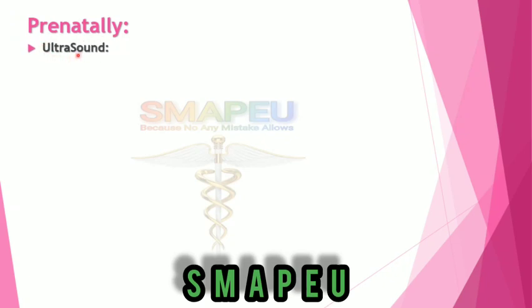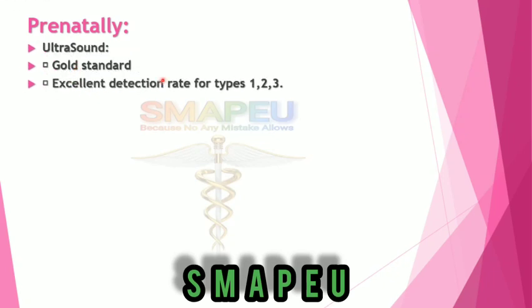That is the ultrasound. As I said, it's the gold standard, and it has an excellent detection rate for types 1, 2, and 3, because types 1, 2, and 3 are tumors found externally on the fetal surface, while type 4 lies entirely inside the pelvic cavity of the fetus, that is an intrapelvic tumor, so it cannot be very easily assessed on ultrasonography. The average detection time is 23 weeks of gestation.